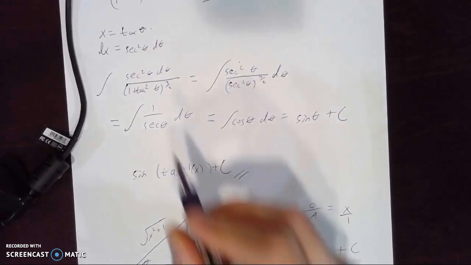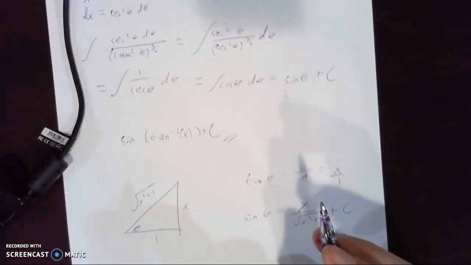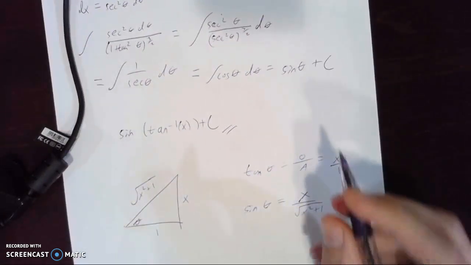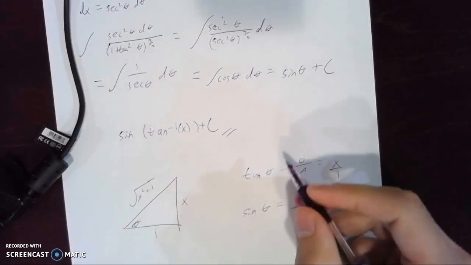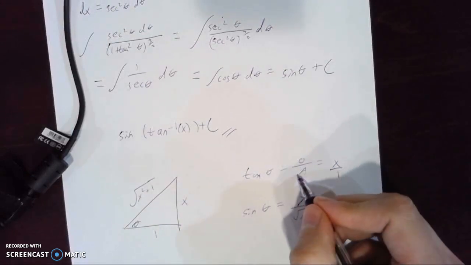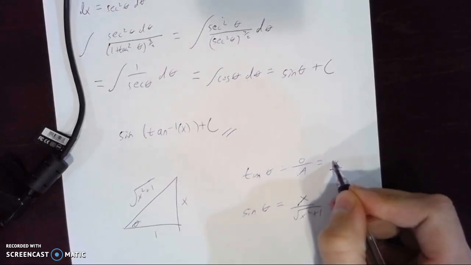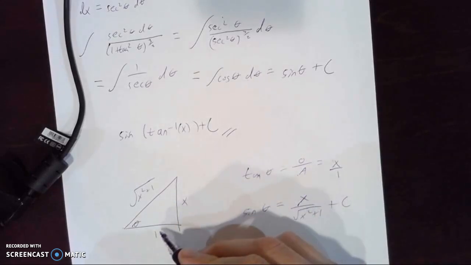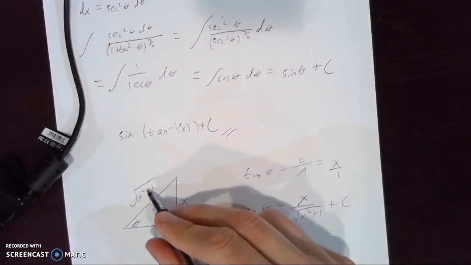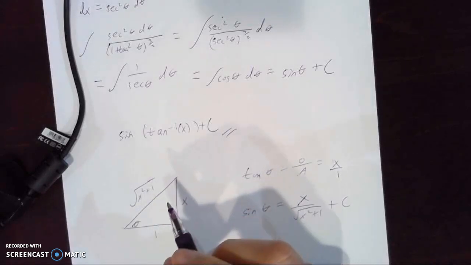So our substitution that we made was that x was the tangent of theta. For the tangent of theta to be x, tangent of theta is the opposite over the adjacent. So we'd want x over 1 here. So x and 1, that would make the hypotenuse here the square root of x squared plus 1.